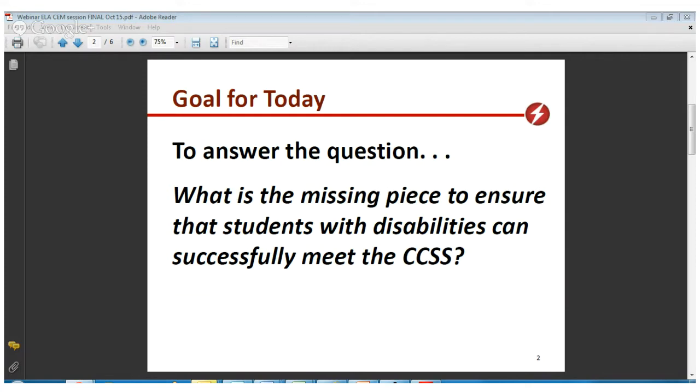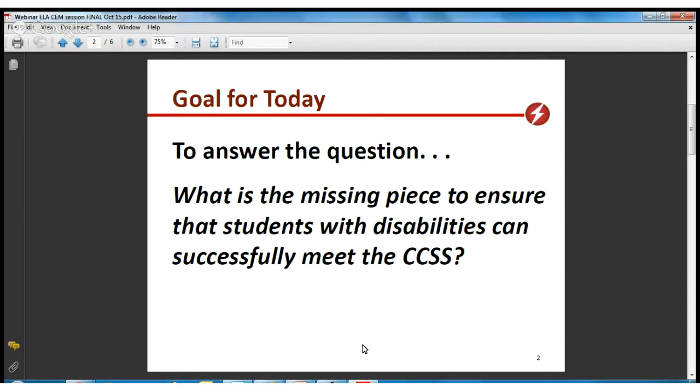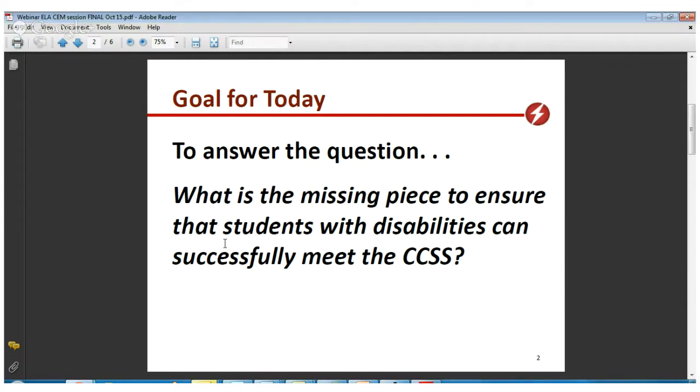So now we see the question that we're going to be addressing today. As I noted, the question is, what is the missing piece to ensure that students with disabilities can successfully meet the Common Core State Standards? If you look at the literature available on implementing the Common Core State Standards, you'll find an enormous amount of information out there, but there's very little written about how to ensure that struggling students or students with disabilities can be successful in meeting these standards.